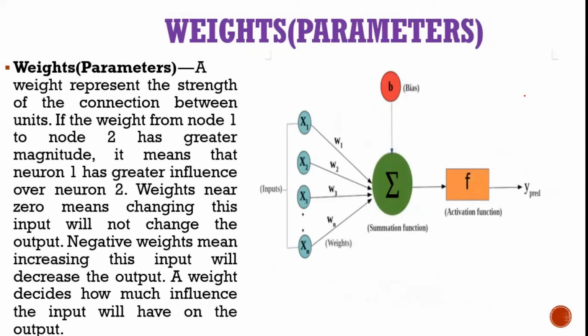The next topic to understand is what these weights are, which I mentioned many times. Weights are also called parameters. Look at this diagram now. There are weight 1, weight 2, like this, and these are called inputs x1, x2, up to xn. So what is a weight? A weight represents the strength of the connection between units. If the weight from node 1 to node 2 has greater magnitude, it means that neuron 1 has greater influence over neuron 2. So every input carries one weight.